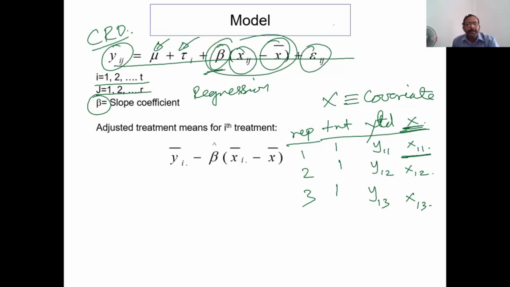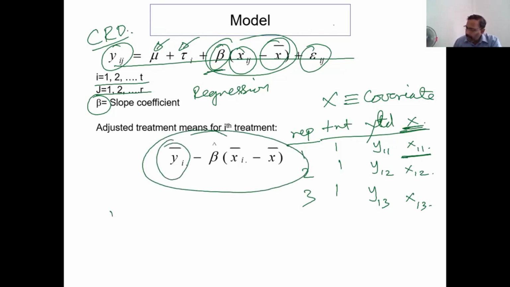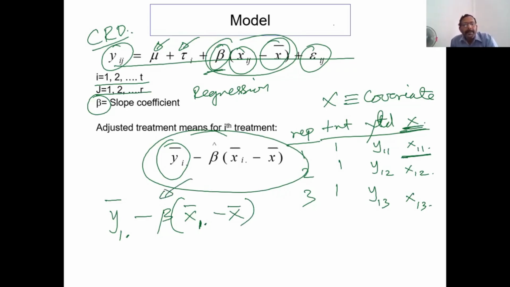The adjusted treatment means we don't want to calculate by hand, the computer will calculate. So this is the first treatment mean. For example, first treatment mean minus beta times the mean of the first treatment's initial weight minus the overall mean of the covariate. X means it is a covariate. So here, 1 dot, we can say this for the first treatment. Likewise for the second treatment, the third treatment, and so on.